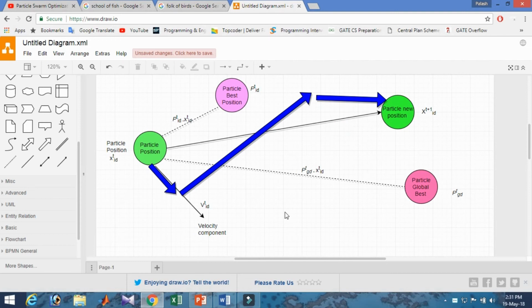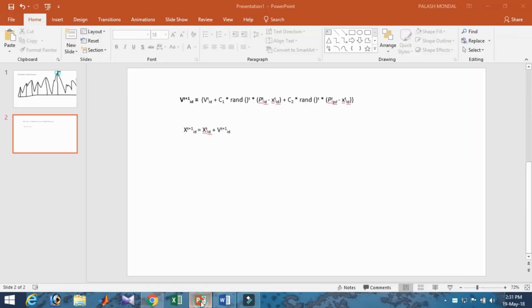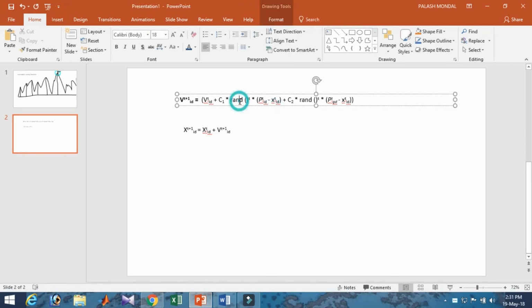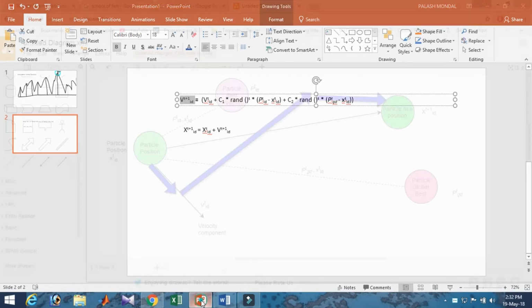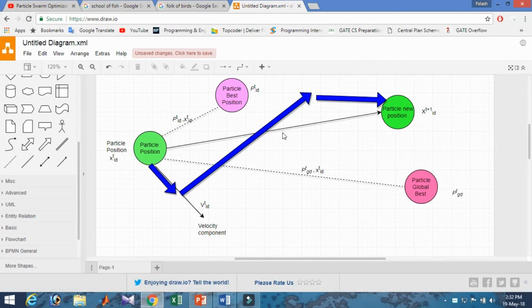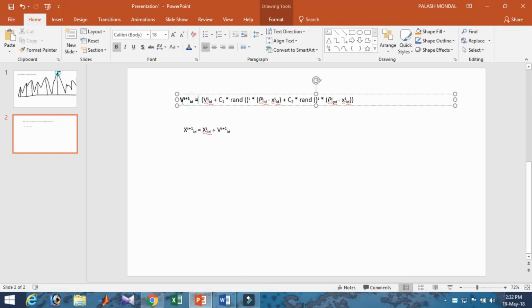This is a basic diagram of particle swarm optimization that you can draw and use, and we will show the equations in the PowerPoint slides. Now, this is the particle's new velocity. Let me copy these things and paste them here. Particle velocity, this one. So this will be the particle velocity.